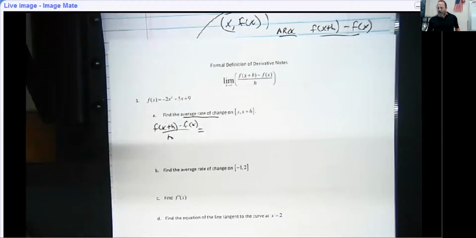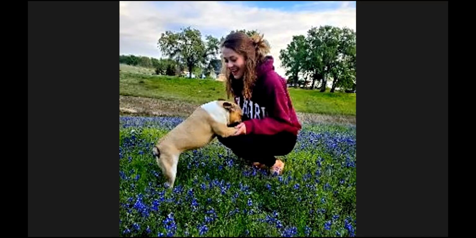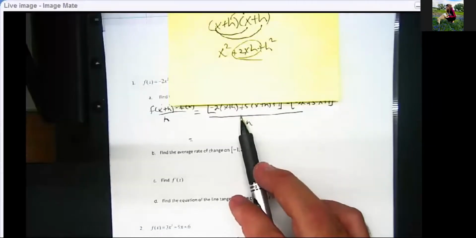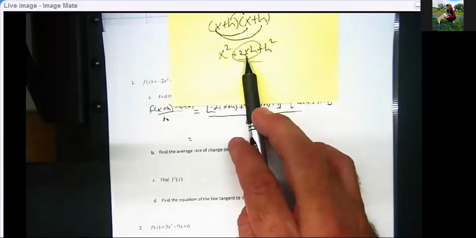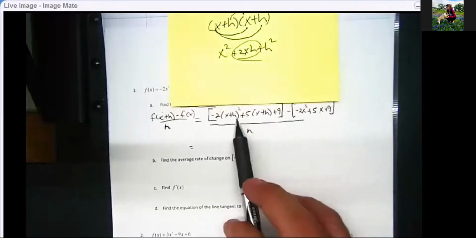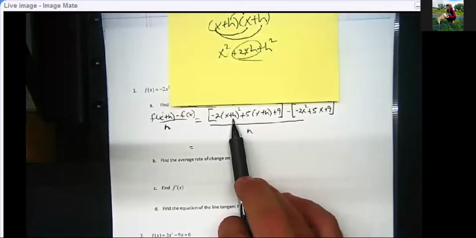I'm going to go ahead and stop that share and resume this thing right here. All right, so guys, here's the deal. When you plug this into this equation right here, notice I still have this because I'm going to take this x plus h right here and I'm going to square it, right? So let's see what happens.